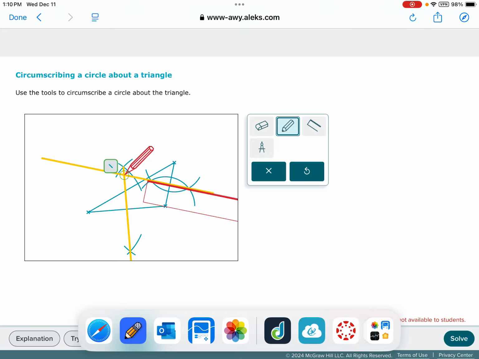Circumcenters can be outside of the triangle. In fact, if you've got an angle in your triangle that is bigger than 90 degrees, like this one is down here, you will have a circumcenter that is outside of the triangle.